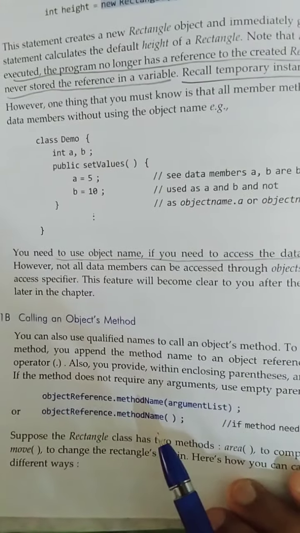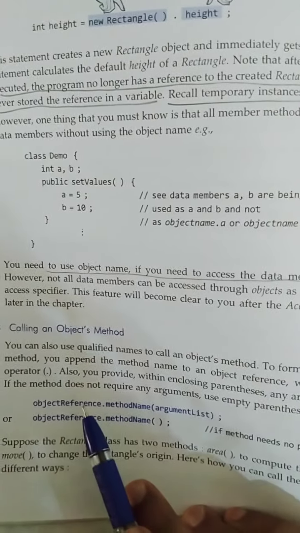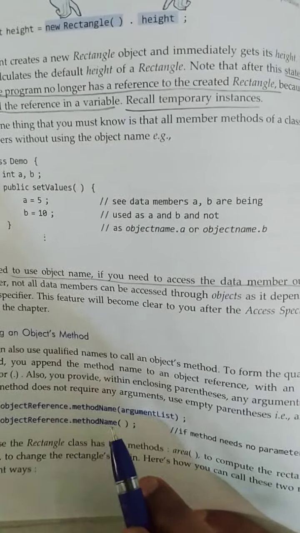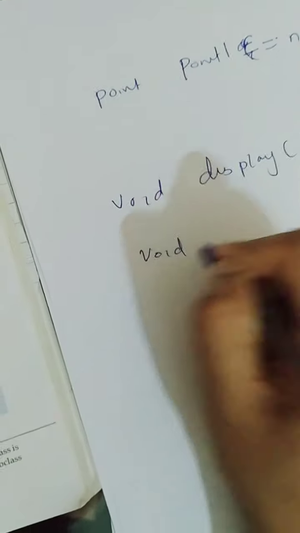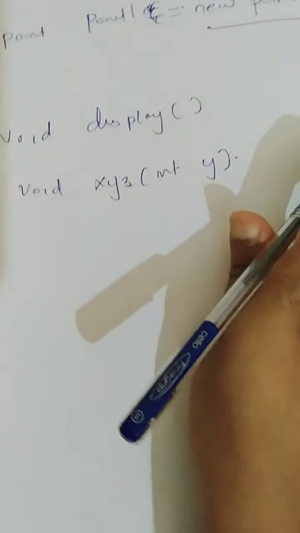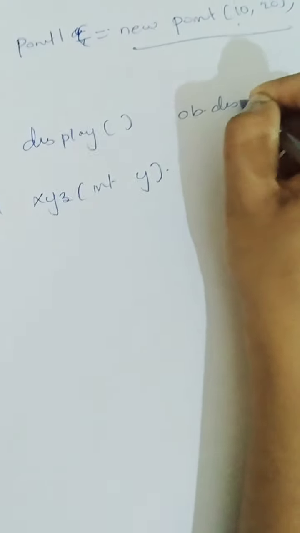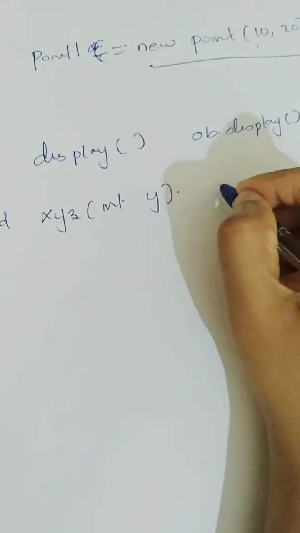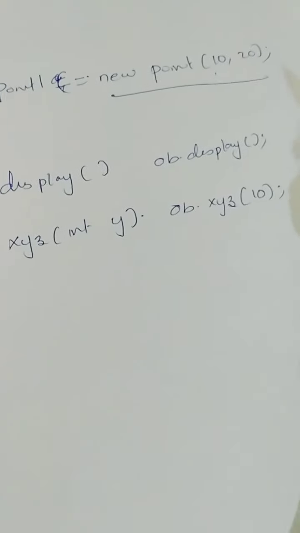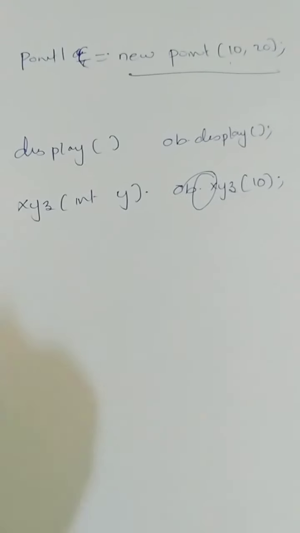Now, how will you call an object's method? By using an object, how will you call the method? Object name dot method name, argument list. Suppose you have a method void display with no parameters and another method void xyz with a parameter. How will you call these methods? Suppose ob.display(), and here ob.xyz(10). By using the dot operator you will call the data member and member function of an object.